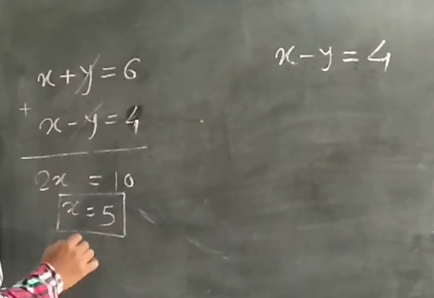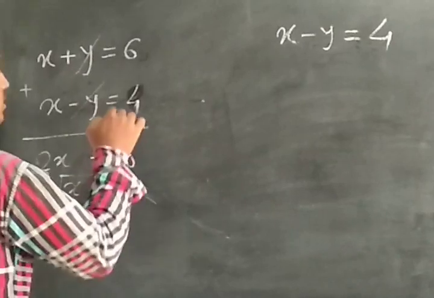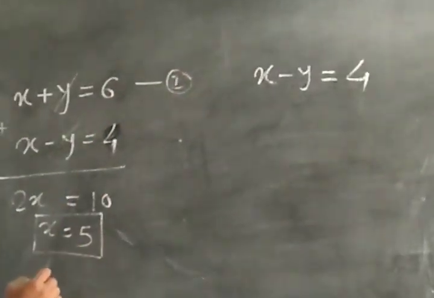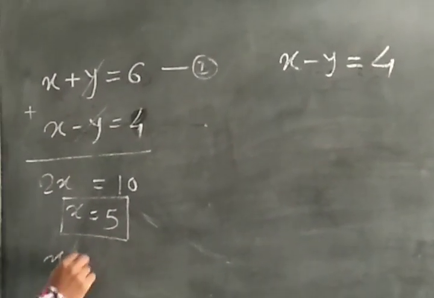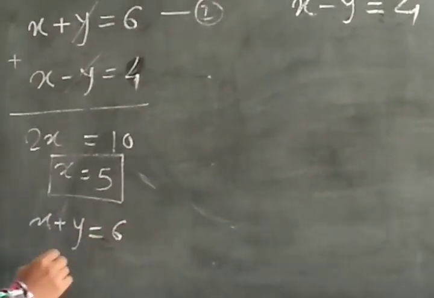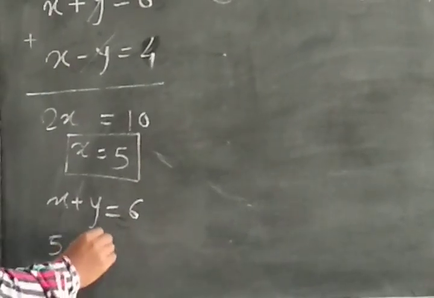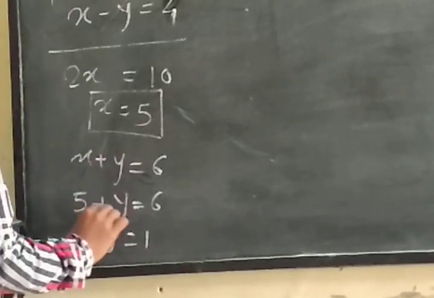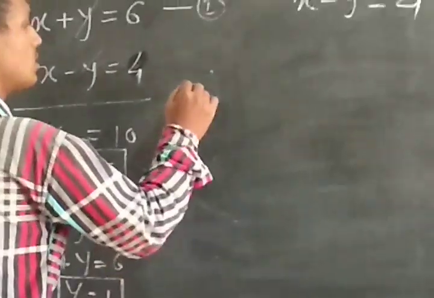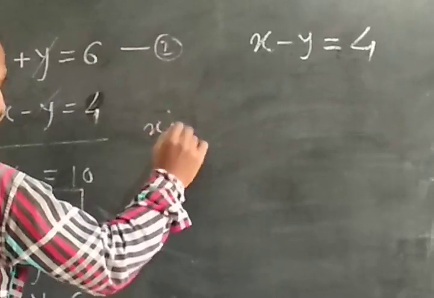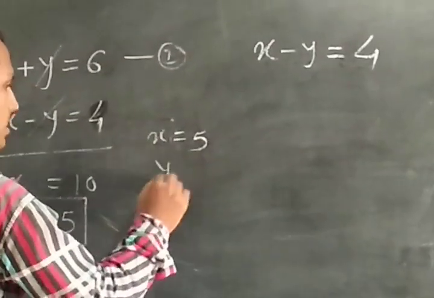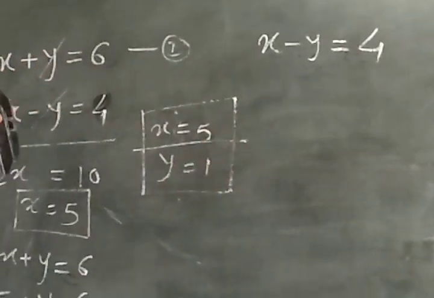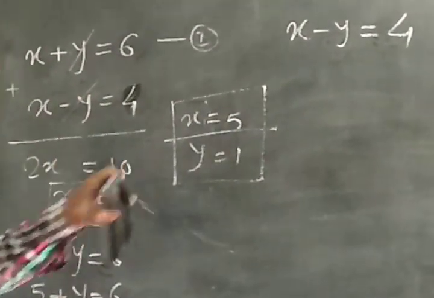And for the value of y, put x is equal to 5 in equation number 1. Then what will you get? x plus y is equal to 6, therefore 5 plus y is equal to 6, y is equal to 1. So x is equal to 5 and y is equal to 1 is the solution of these two simultaneous equations by the elimination method.